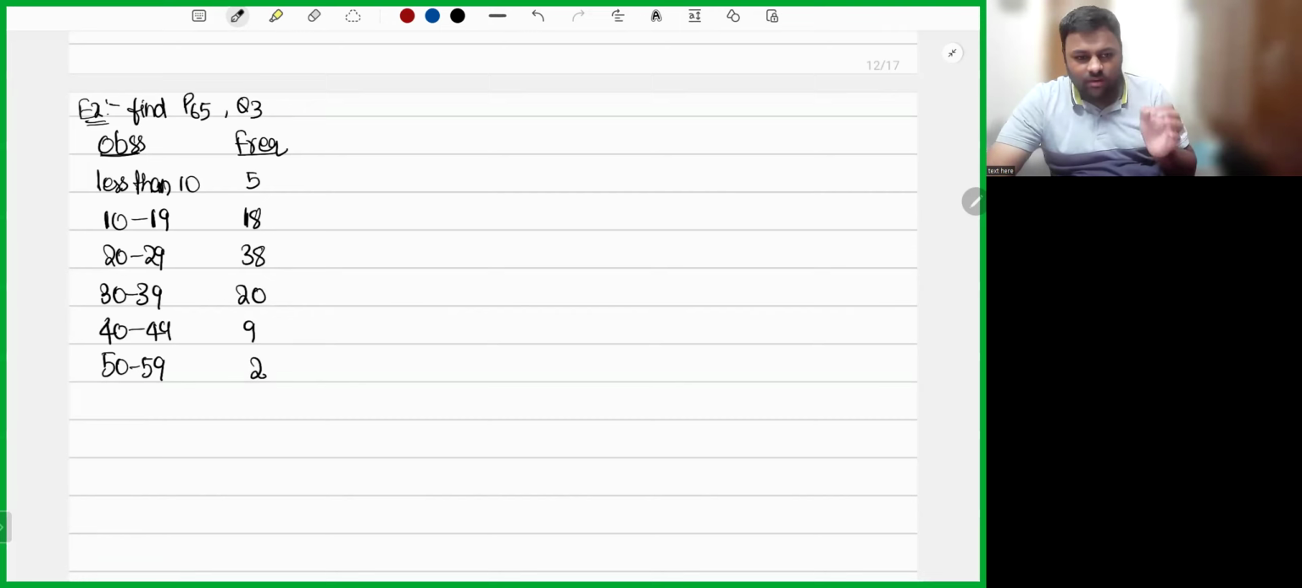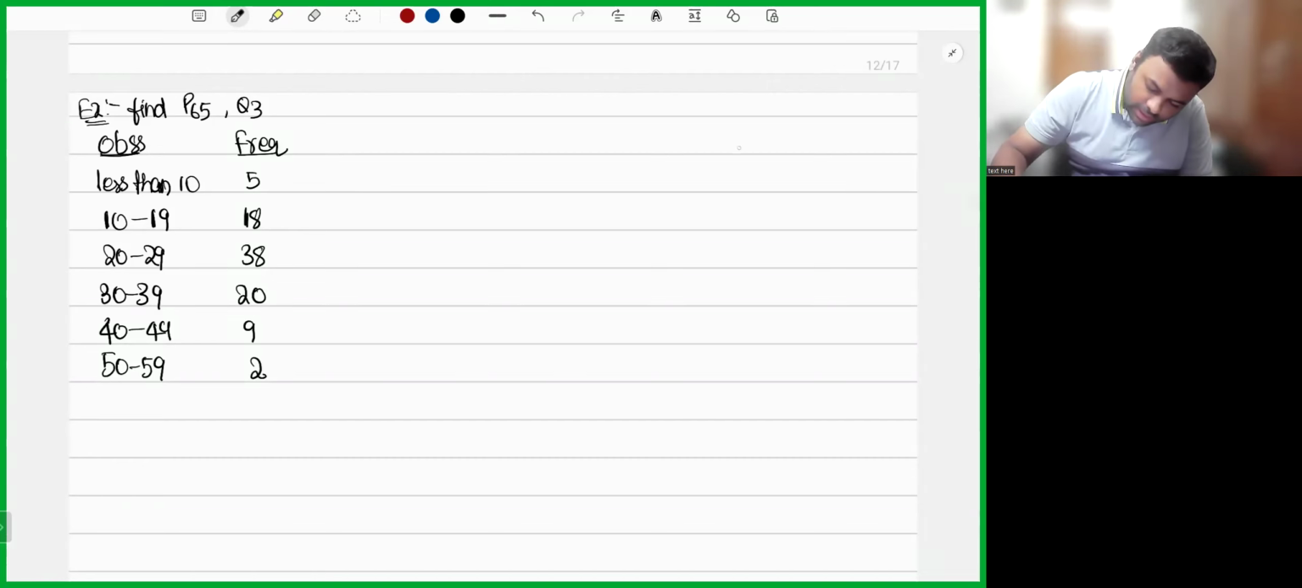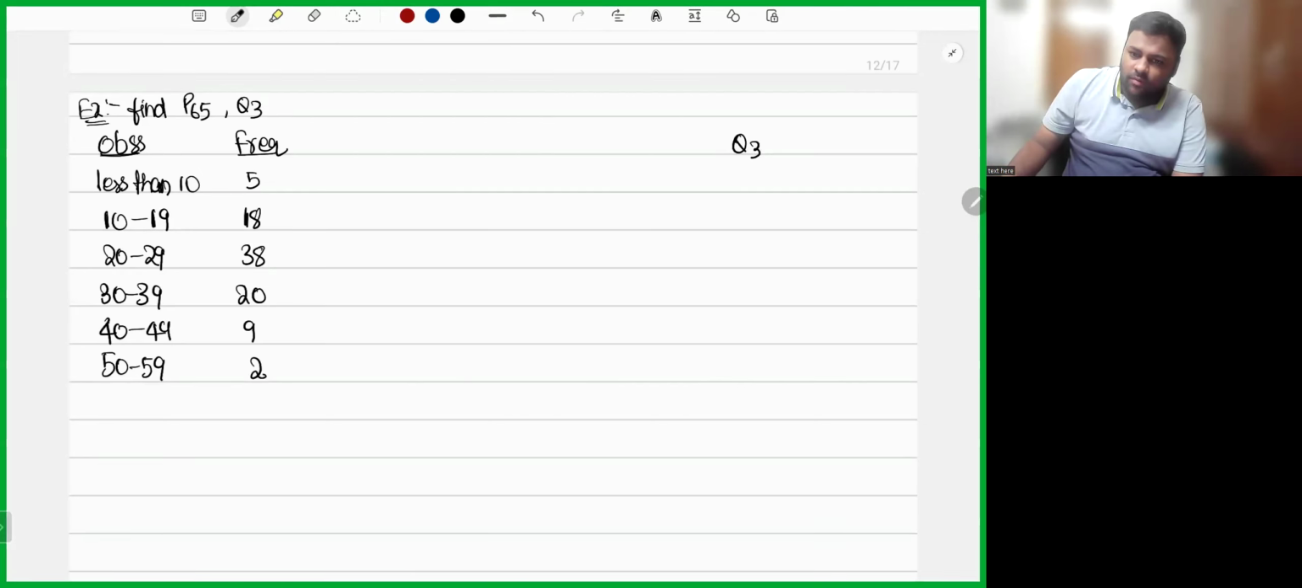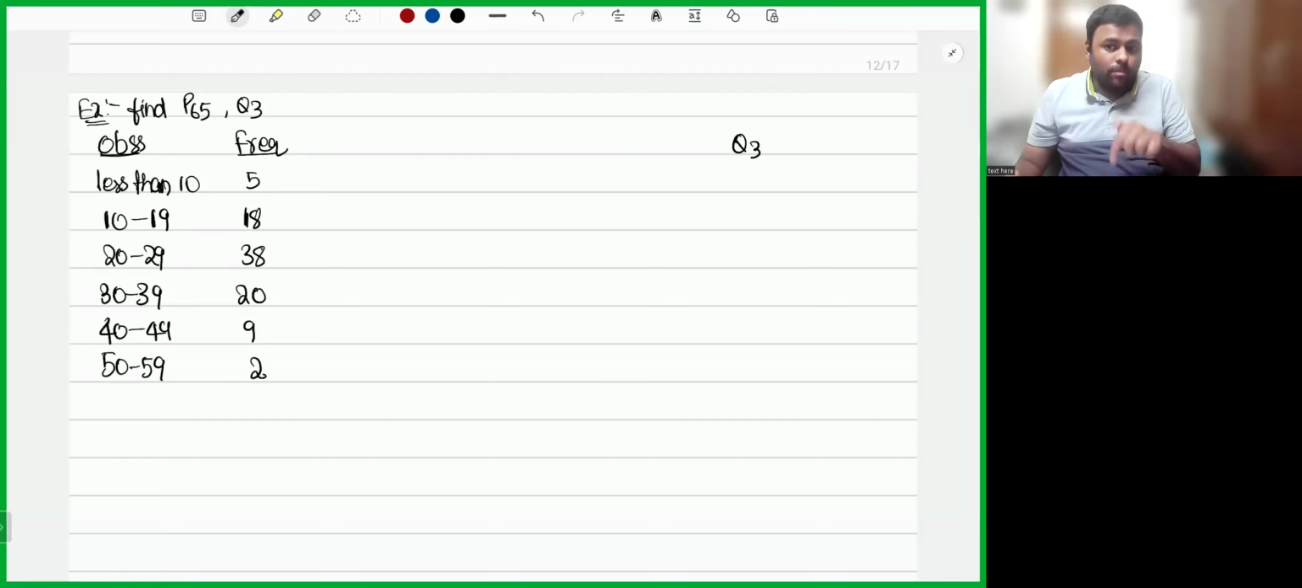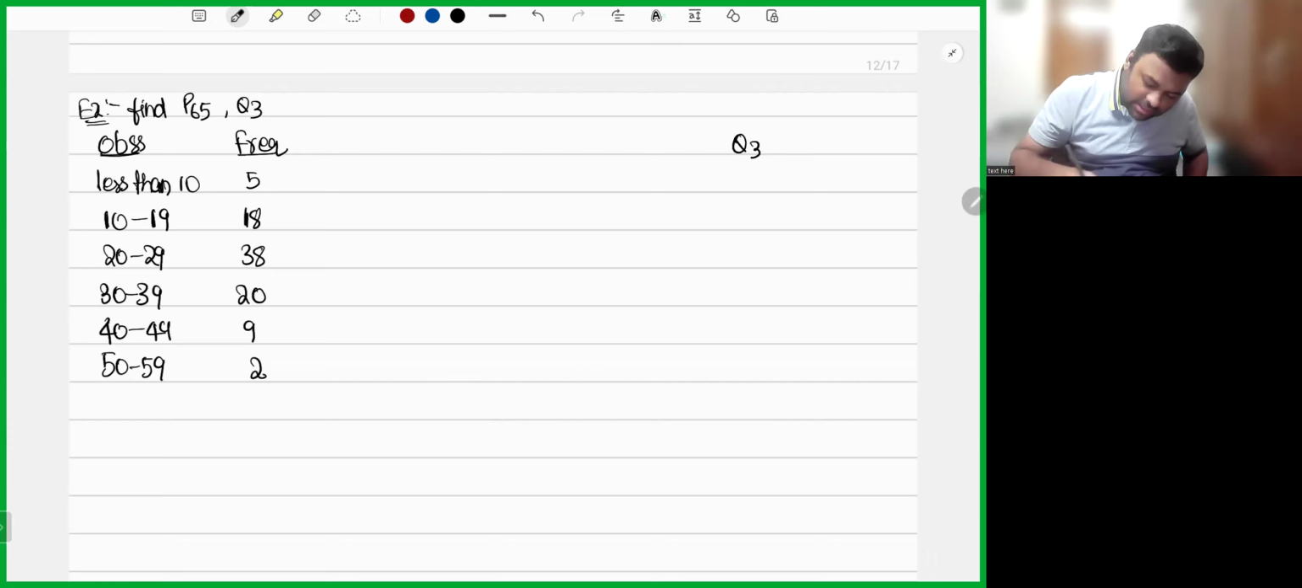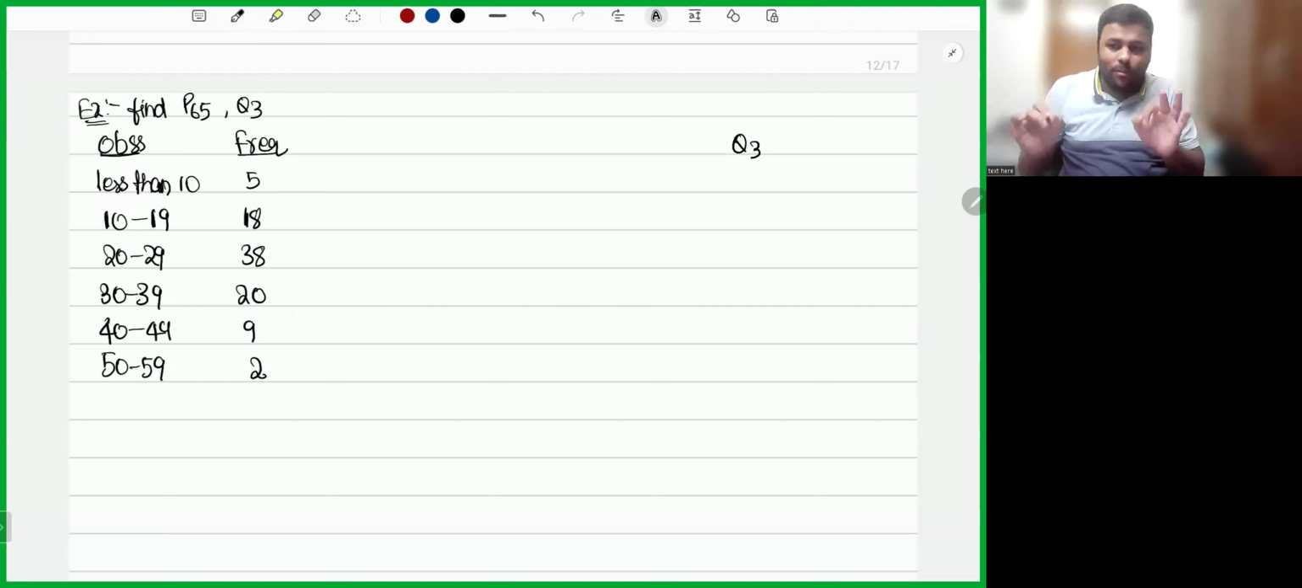So observations are given, frequencies are given. We are supposed to calculate percentile 65 and quartile 3. So first I calculate quartile 3. Now, my dear friends, before solving, can you tell me, is it inclusive or exclusive data? Obviously, sir, it is inclusive data. And I'll give you one more name also. This is called open-end classification. Why? Because here we don't know what is less than 10. It can be 0, 1, 2, 3, 4, 5, 6, 7, 8, 9, anything. This end is open. That's the reason it is open-end classification.